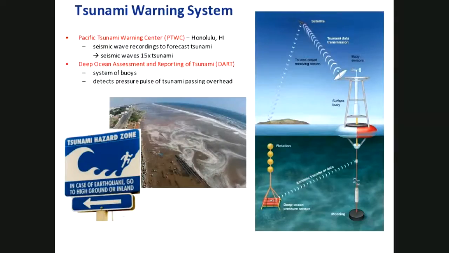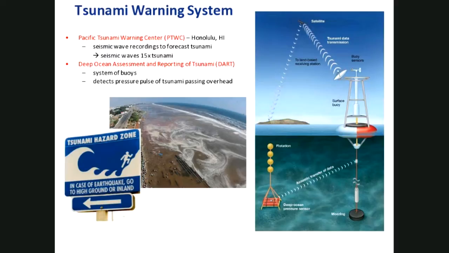We do have a tsunami warning system in the Pacific. The Pacific Tsunami Warning Center in Honolulu, Hawaii records all the earthquake seismic wave activity. Now, a seismic wave is the wave you get from the earthquake. And, of course, the earthquake can potentially cause a tsunami, not always. And the benefit is that seismic waves move a lot faster than tsunami waves, on the order of about 15 times faster. So if you get the seismic wave and it has the potential to cause a tsunami, then you have a lot of time to get that information out. Again, that wasn't available in the Indian Ocean.